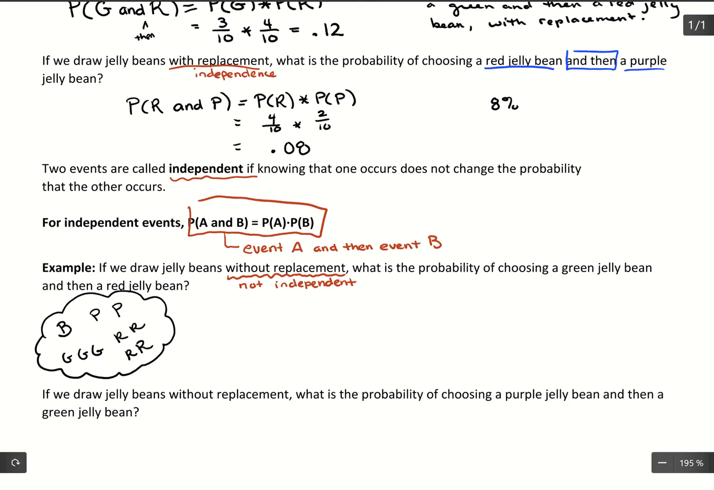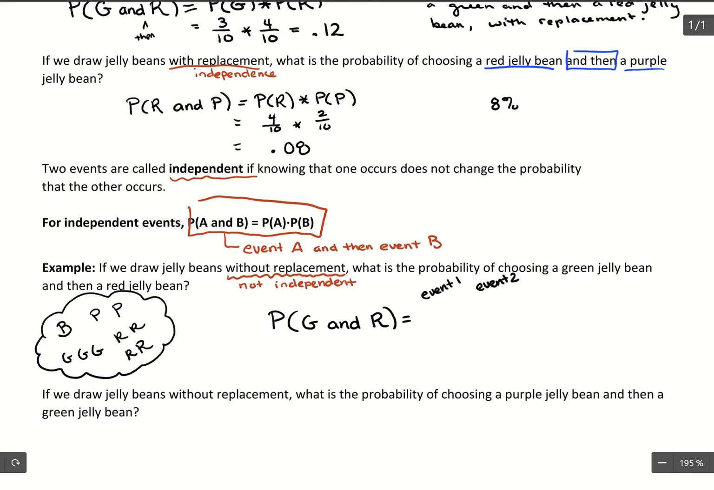So we have our jelly beans. What's the probability of choosing a green and then a red jelly bean? We're still going to use multiplication here, but what's going to change is how we calculate our second probability. We are going to look at the probability of event 1 times the probability of event 2.